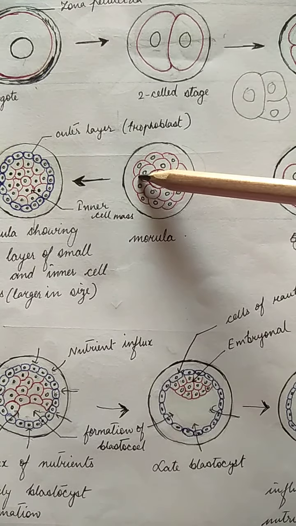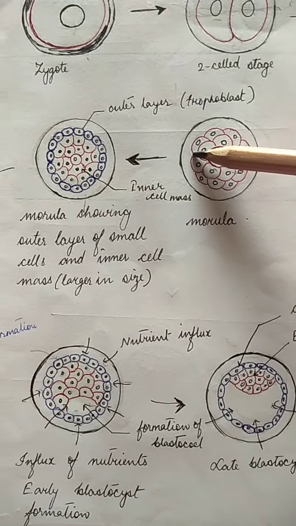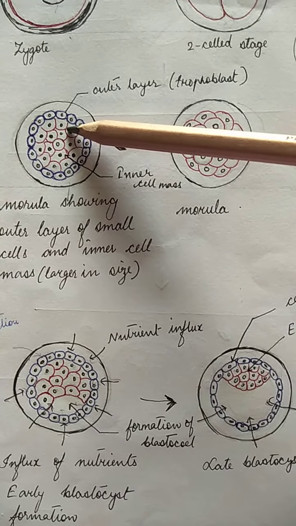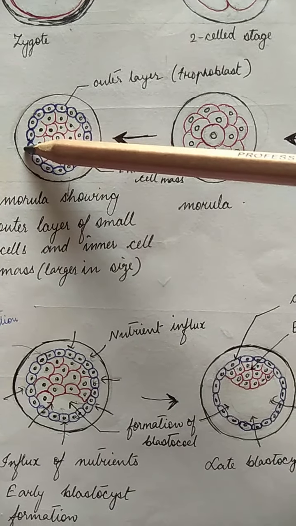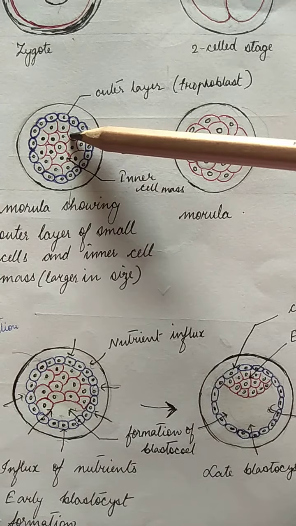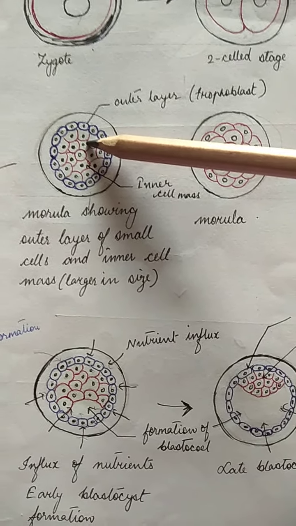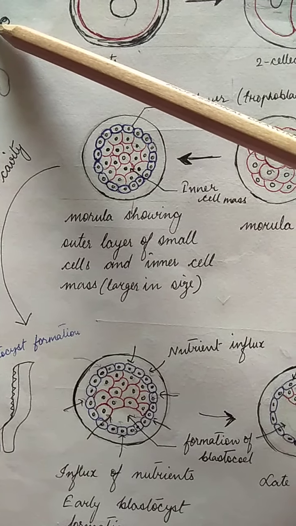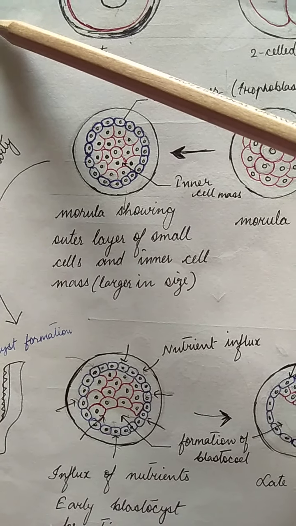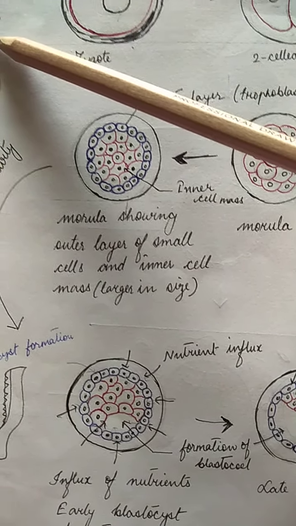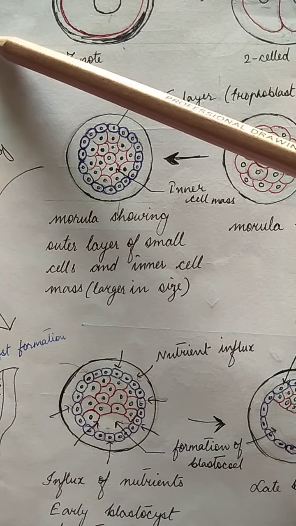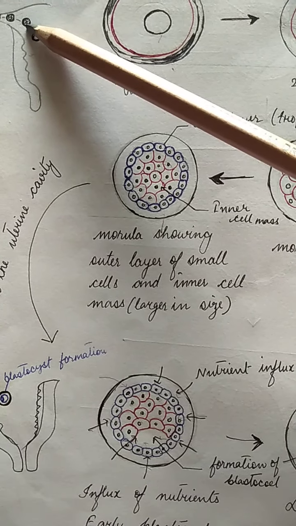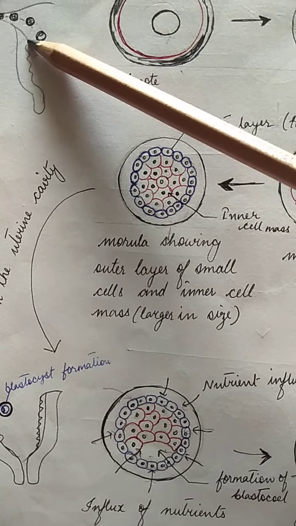The morula, if you dissect it, can be seen to be made up of two types of cells: an outer layer of small, clearer cells and an inner layer of large cells. The morula reaches the uterus about 4 to 6 days after fertilization. It still remains surrounded by the zona pellucida, which prevents the sticking of the morula to the uterine wall.